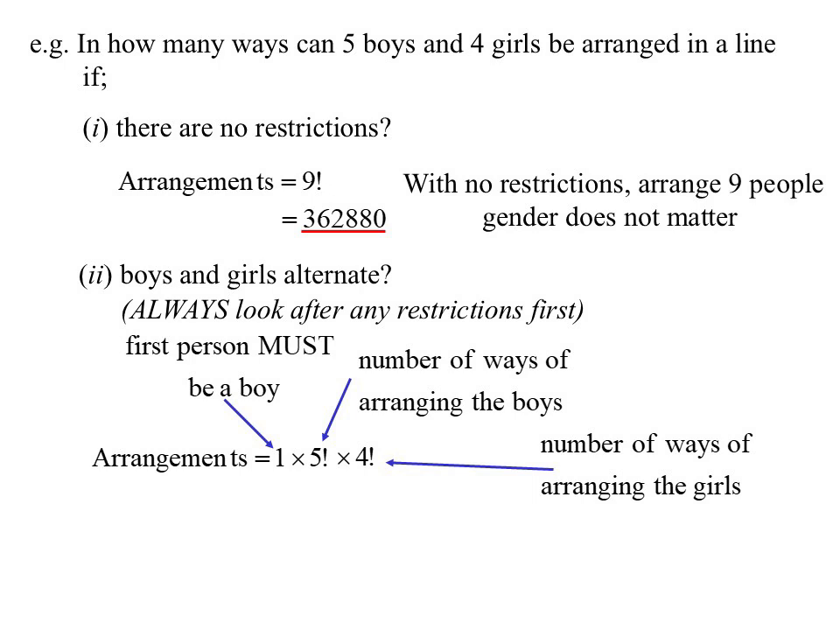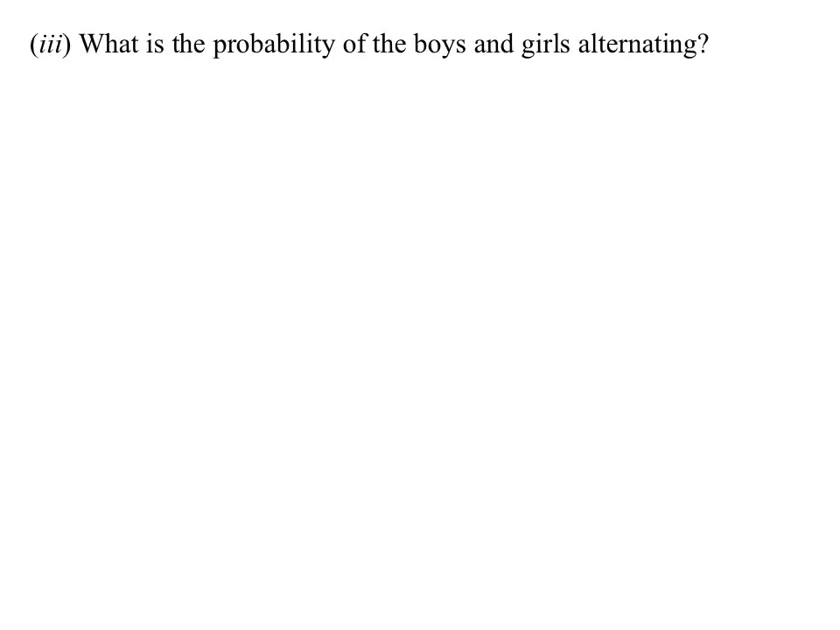Next one has to be a girl, 4. Next one has to be a boy, 4. Next one has to be a girl, 3. Next one has to be a boy, 3, and so on. You'd end up with 5 times 4 times 4 times 3 times 3 times 2 times 2 times 1 times 1. Well, that's exactly the same as, hey, let's not make things hard for ourselves, because it's still 5 factorial times 4 factorial. 2,880.